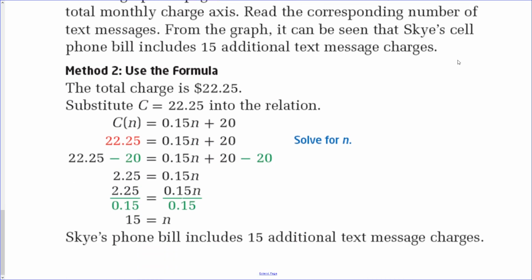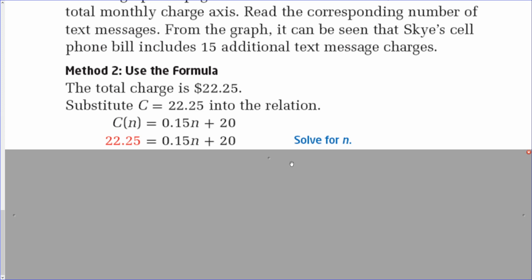to, let me see if I can get a shade up to try and get your eye in the right place. There we go. So starting at the line there, 22.25 is equal to 0.15n plus 20. So 22.25 once again is the overall cost, and we're trying to solve for n, the number of text messages.